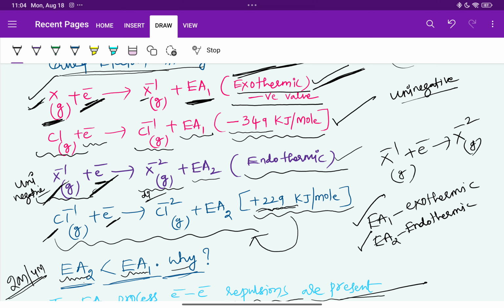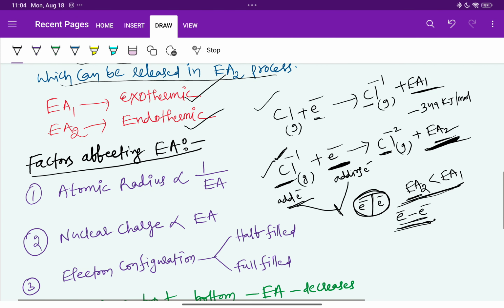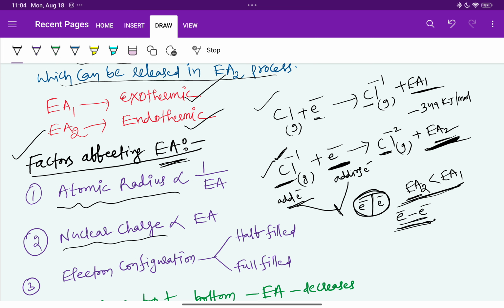And here I have written already, in the chlorine first electron affinity process, minus 349 kilojoule per mole energy is released. But in the chlorine second electron affinity process, you can check here, plus 229 kilojoule per mole. It means you need to supply this amount of energy to add an electron to Cl minus 1. So very important. Next, what are the factors that affect the electron affinity? I have written first of all atomic radius, nuclear charge, electron configuration. We will discuss one by one.